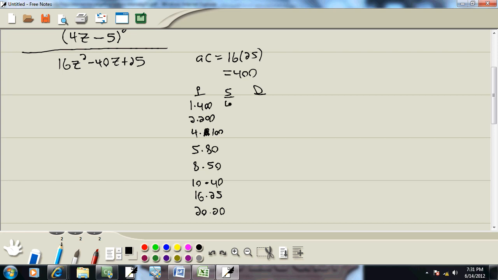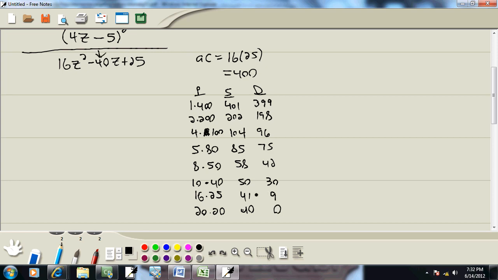Okay, then we'll add them. 1 plus 400 is 401, 2 plus 200 is 202, 4 plus 100 is 104, 5 plus 80 is 85, 8 plus 50 is 58, 10 plus 40 is 50, 16 plus 25 is 41, and 20 plus 20 is 40. Subtract them. We've got 399, 198, 96, 75, 42, 30, 9, and 0.